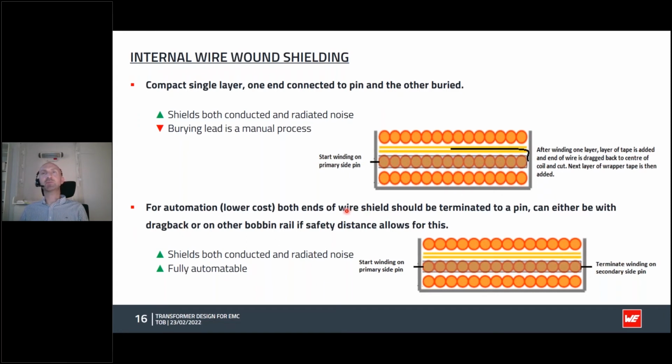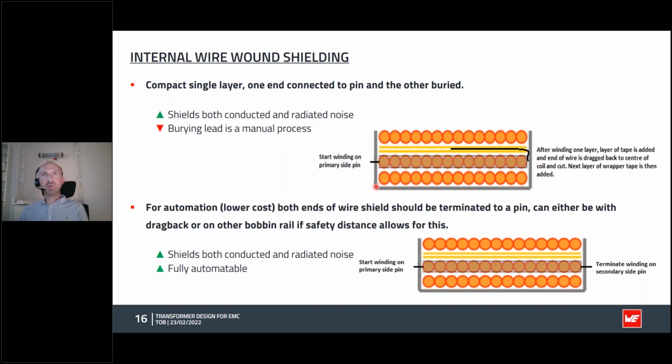Now that shielding technique is a very manual process and a little bit expensive to implement, even though it does have quite good results. So there are other ways where we can make that a little bit cheaper, maybe not having such a good impact, but giving a similar effect. One of those is by using a wire wound shield.